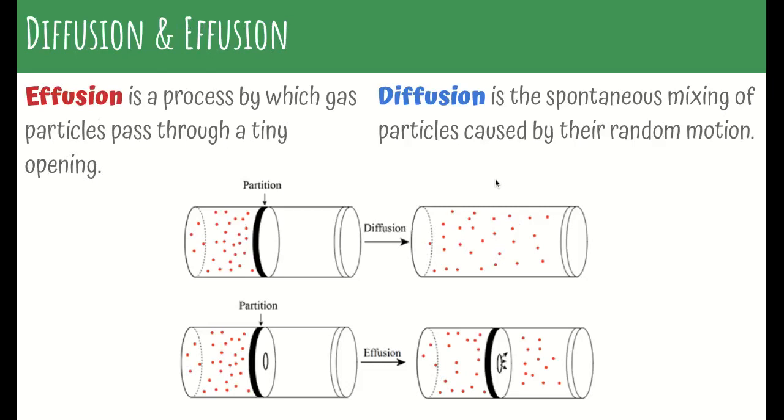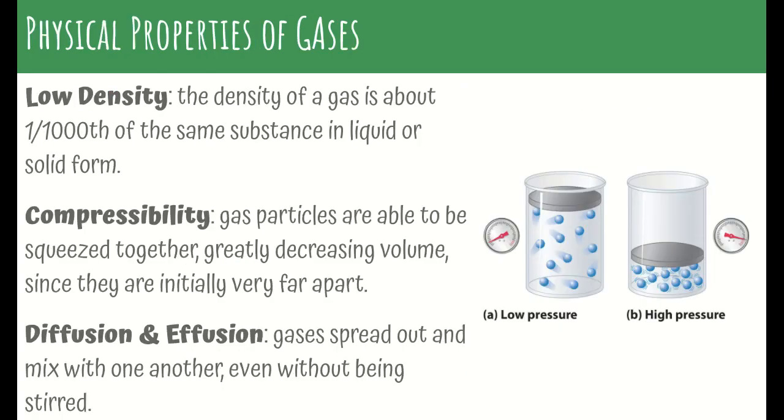The last thing here, because we're going to save effusion and diffusion for later, is that the physical properties of gases also include having a really low density. Again, this goes back to your kinetic molecular theory. One of those 5 assumptions is that the particles are spread out. So it's a low density.